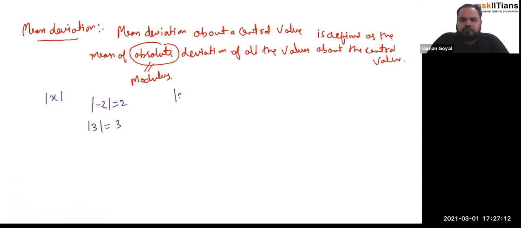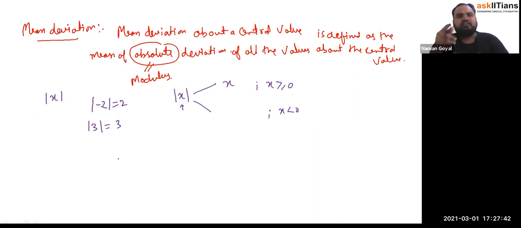In mod x, there are two definitions. If x is greater than or equal to 0, the thing inside the modulus is already positive, so the output is positive. There is no need to convert it because it is already positive, so the output is x only. If the input we give is negative, it means the quantity inside the mod is negative.